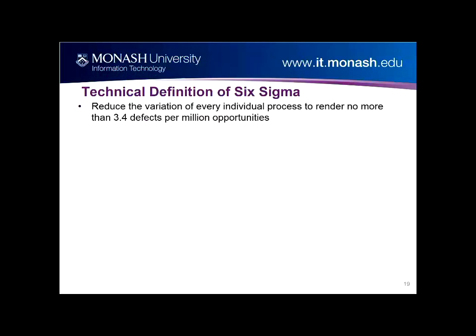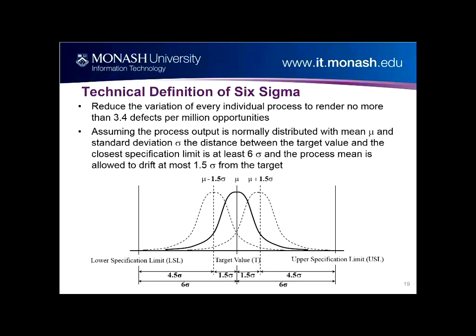Now, what happened now? So in a more technical definition, okay, reduce the variation of every individual process to render no more than 3.4 defects per million opportunity.